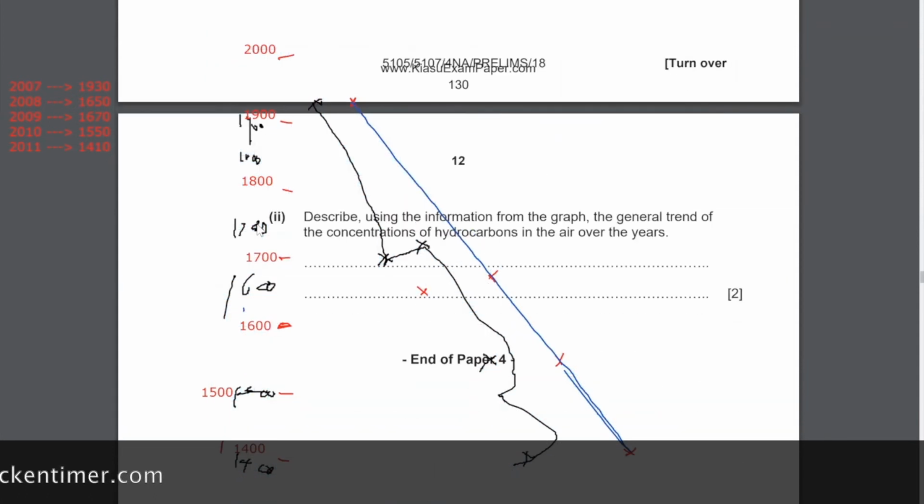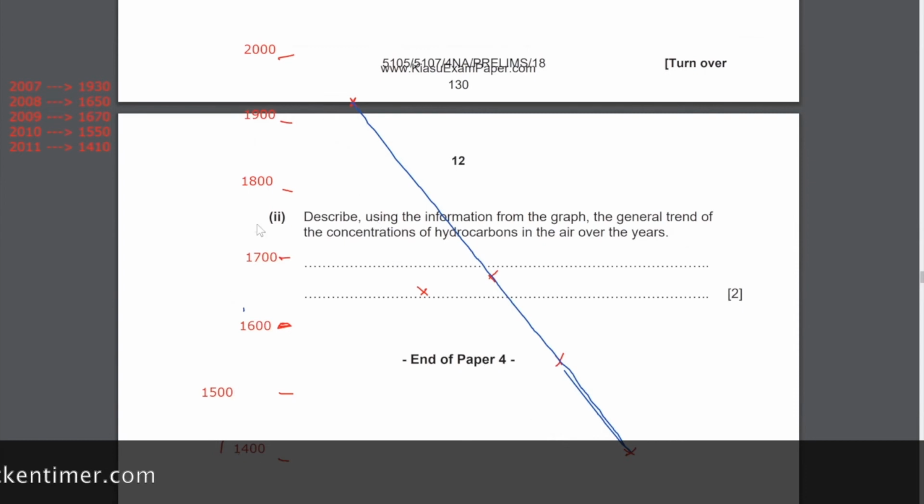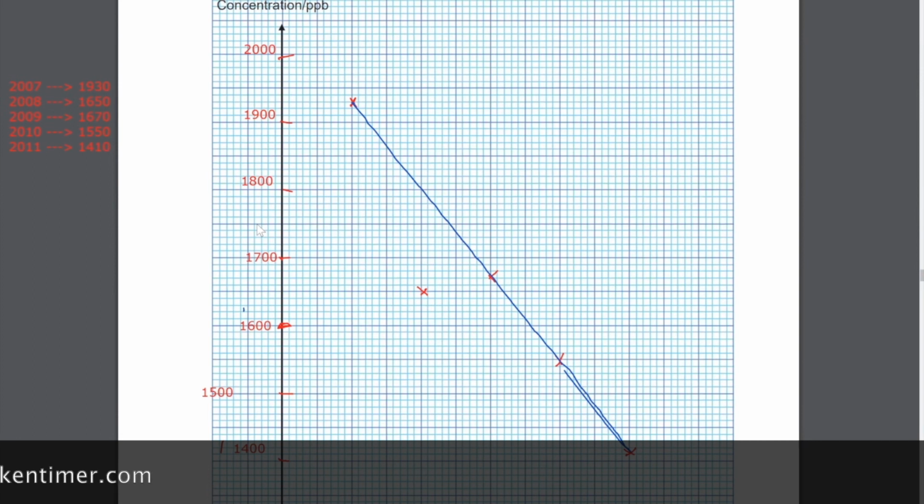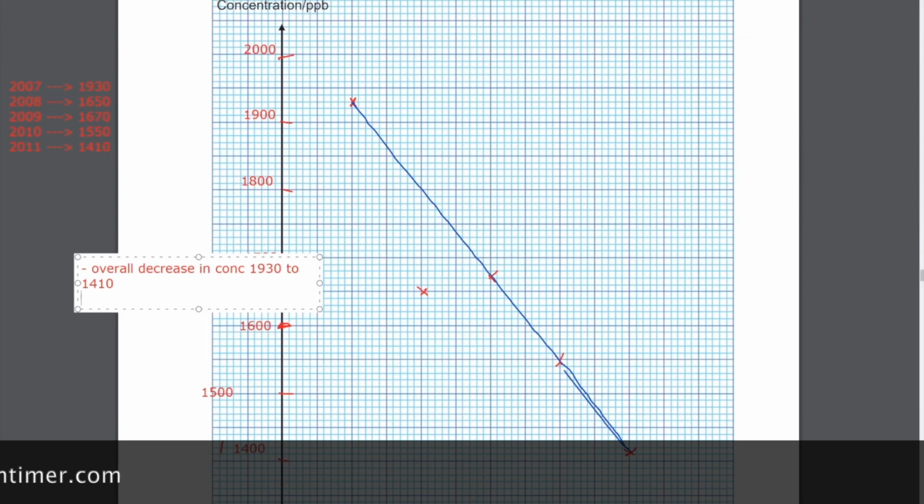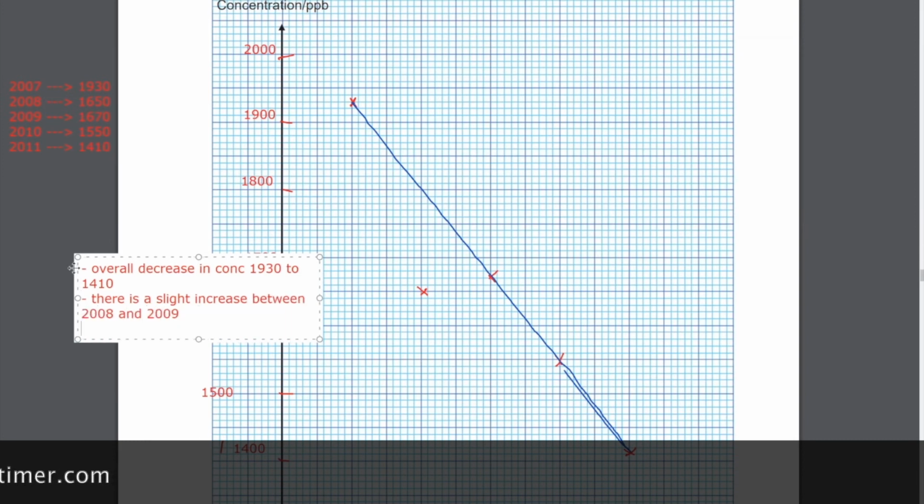The next section, just read. Describe, using the information from the graph, the general trend of the concentration of the hydrocarbon in the air over the years. So what is the trend? Decreases. So that means overall decrease, and there is a slight increase from 2008 to 2009, from 1930 to 1410. Then there's a slight increase between 2008 and 2009. Something like that.